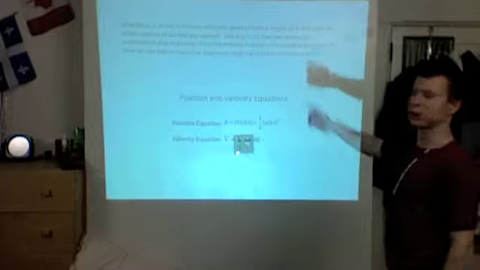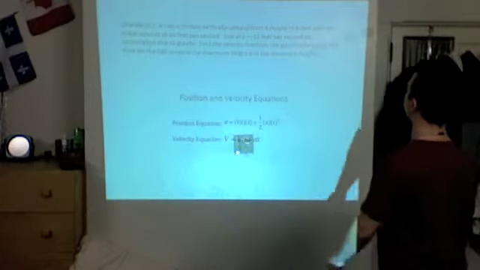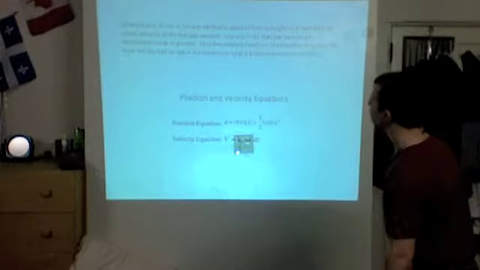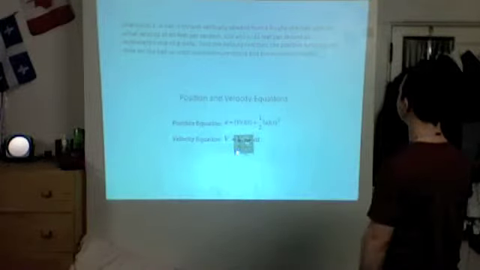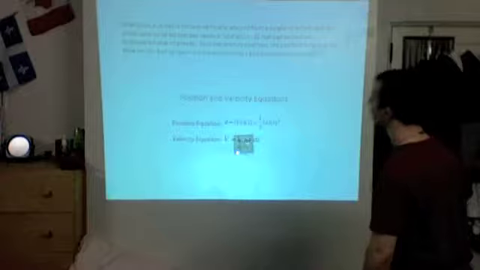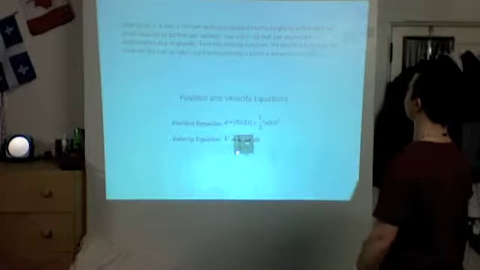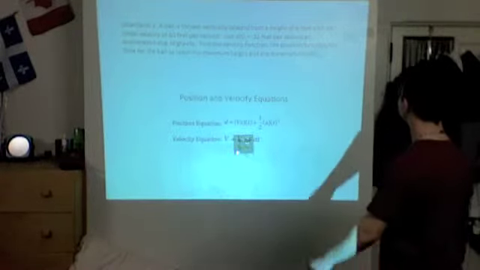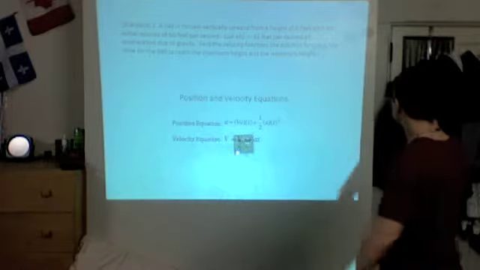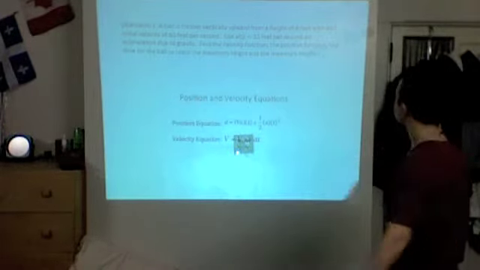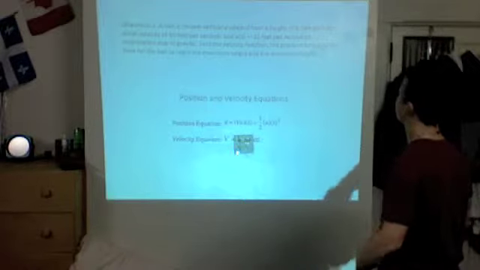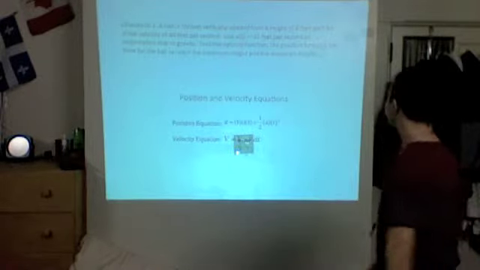Alright, first problem. A ball is thrown vertically upward from a height of 6 feet with an initial velocity of 60 feet per second. Use a(t) equals negative 32 feet per second squared as acceleration due to gravity. Find the velocity function, the position function, the time for the ball to reach the maximum height, and the maximum height of the ball.